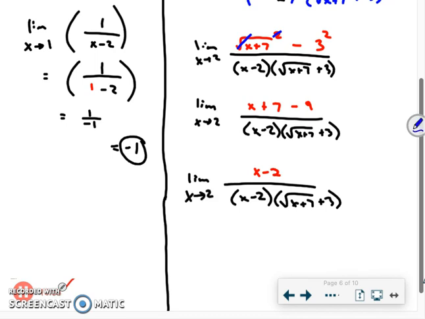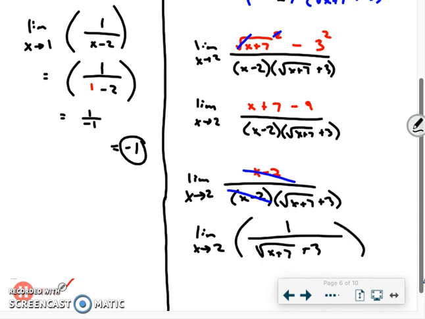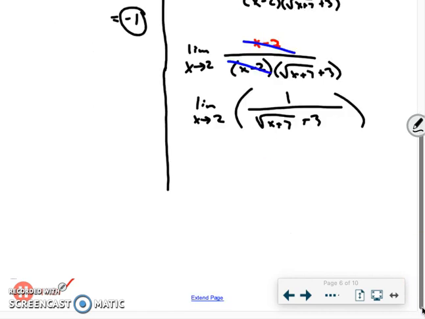And we still can't apply the limit until we recognize that those binomials, I should say, of x minus 2, that they're going to cancel out. So I'm still finding the limit as x approaches 2, but now it's of 1 over the square root of x plus 7 plus 3. And we're getting very close. In fact, we can actually now apply the limit.